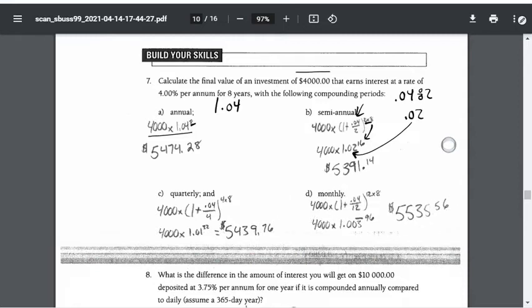Monthly, when you're looking at monthly, again, do your 0.04 divided by 12, and you end up with 0.00333333. So you add a 1 to that because you want to include your total of 4,000 into your final answer, and you times by 4,000, and you take this to the 96th, because again, 12 times a year, if you do that 8 years, 12 times 8 is 96. And that's how it got to the power of 96.